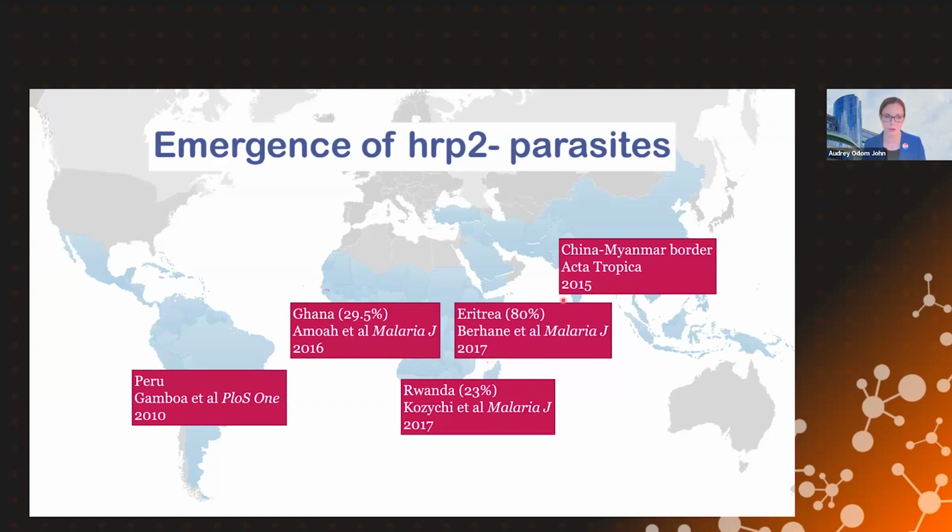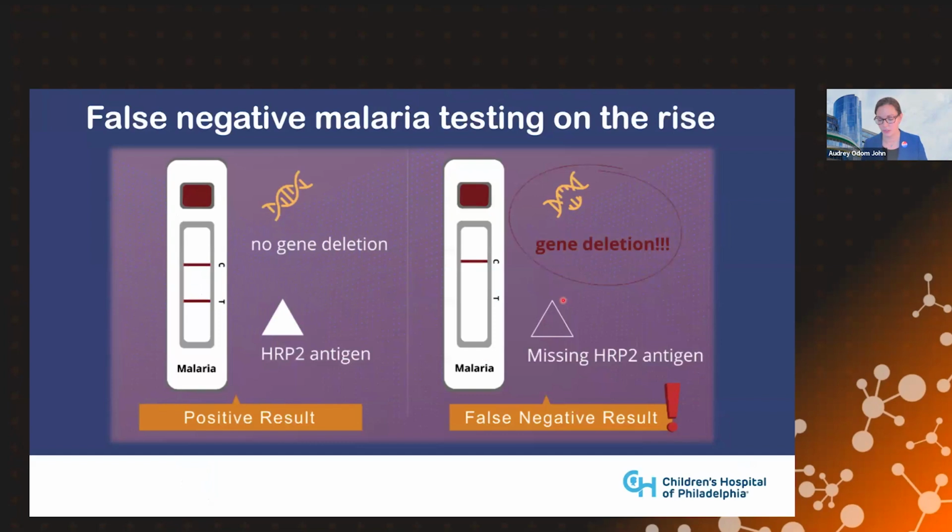So there's an incredibly urgent need for new malaria diagnostics to really implement for both immediate healthcare needs and also for malaria control worldwide. So this is just, again, a schematic of that problem, which is, of course, if you have the antigen, you can be detected. And if you're missing that antigen, the test is false negative.